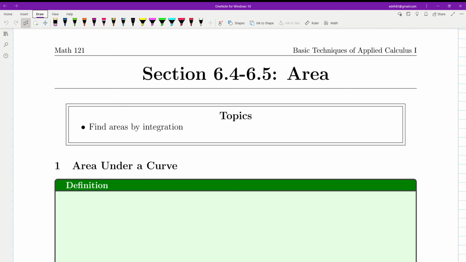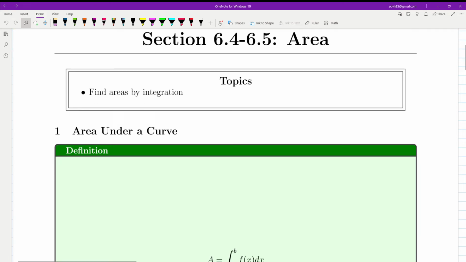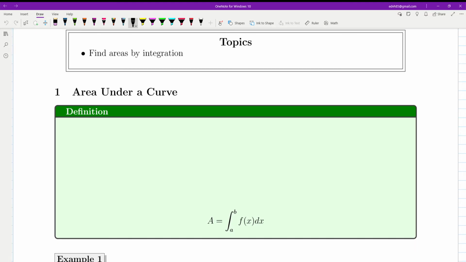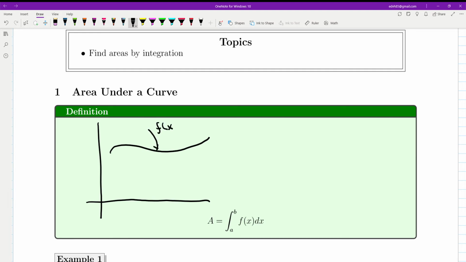Alright, so in this video we go over sections 6.4 and 6.5, area, in which we will find the area under the curve and between two curves by integration. So suppose we have this graph of a function f of x like this, and let's label this as f of x, and we want to find the area under this curve in between the limits x equals a to x equals b.